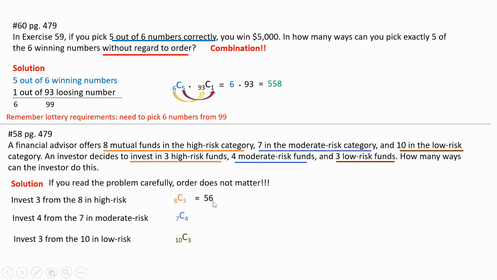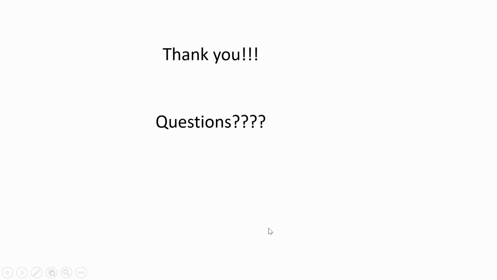So 8 combination 3 will give you 56. 7 combination 4 will give you 35. And 10 combination 3 will give you 120. You multiply them all out, and the answer is 235,200. Okay, so that's how many ways the funds can be selected.